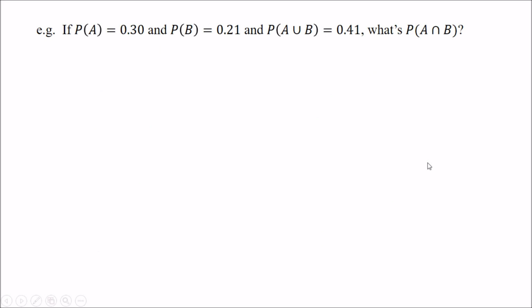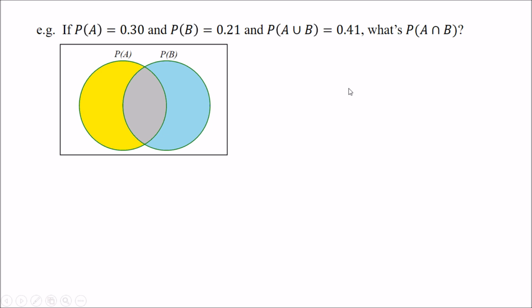For our final example, let's say the probability of A is 0.3, and the probability of B is 0.21, and the probability of A or B is 0.41. What's the probability of A and B? Seems pretty challenging. The Venn diagram is my least favorite way to go on this problem. I'll explain why, but then we'll go back and we'll answer it anyways.